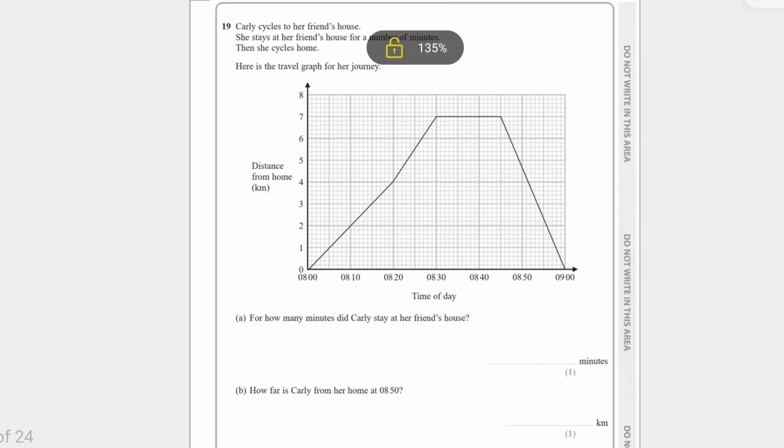So the flat surface is the time she stays at her friend's house. And we'll see that she started staying there from 8:30 up to... between 8:40 and 8:50 is going to be 8:45. From 8:30 up to 8:45 is only 15 minutes.